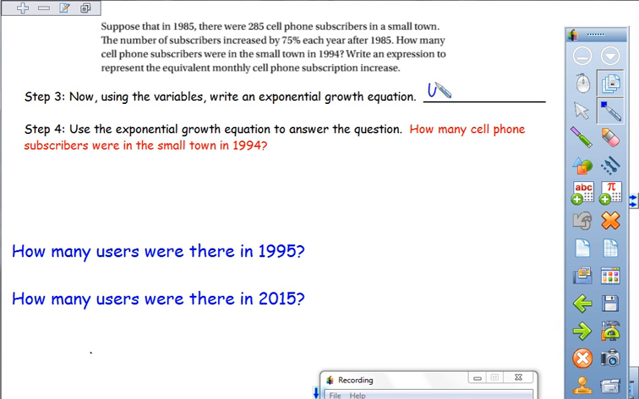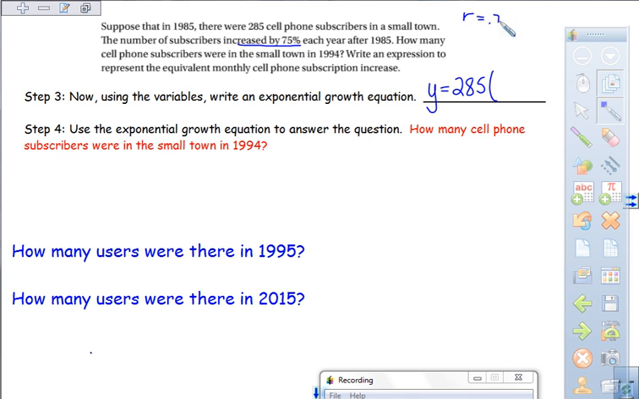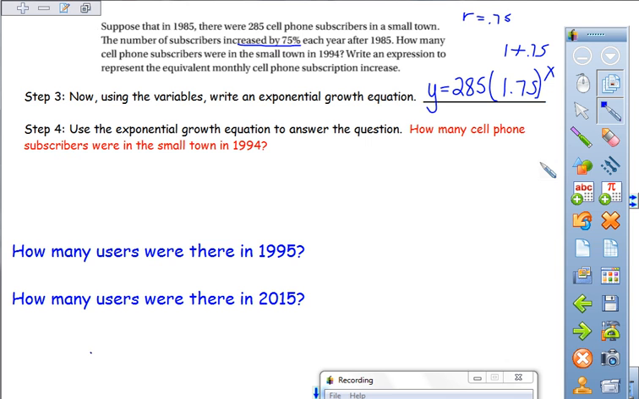So we know y. Our initial value is 285 cell phone users. And it is growing, increasing by 0.75 each year. So that's actually our rate. So as a decimal, that's 0.75. So we have to do 1 plus 0.75. So that's going to be 1.75 to the power of x. So that's our function. Step 4, it says use the growth equation to answer the question.